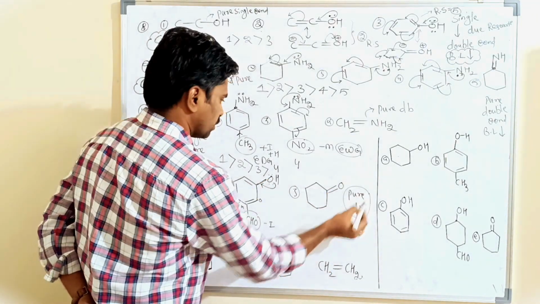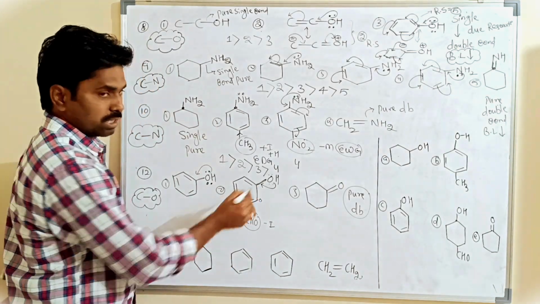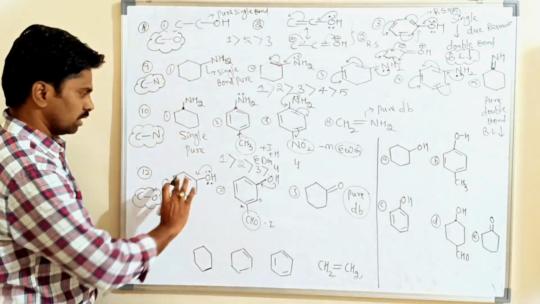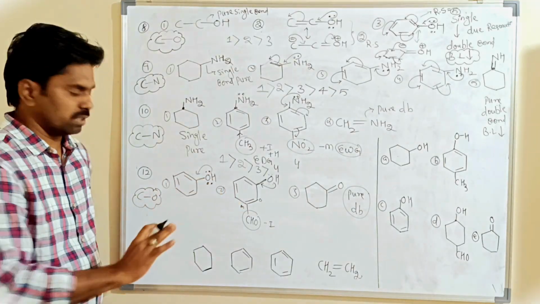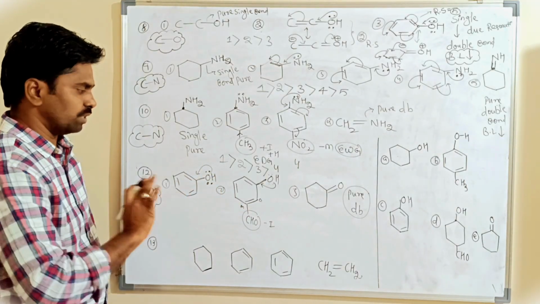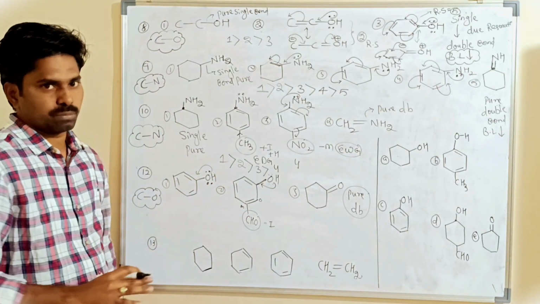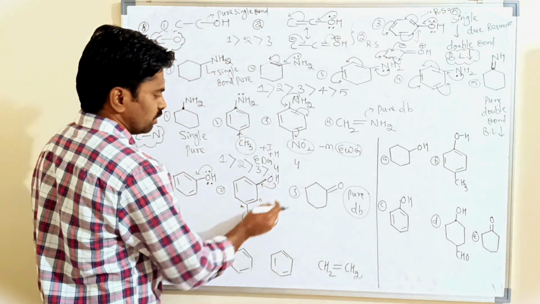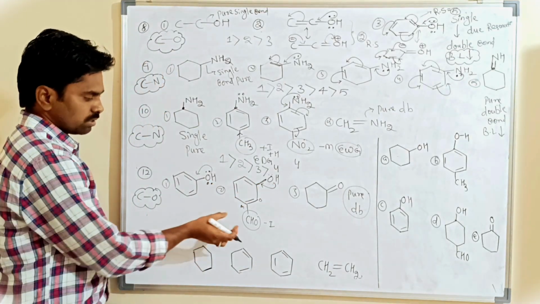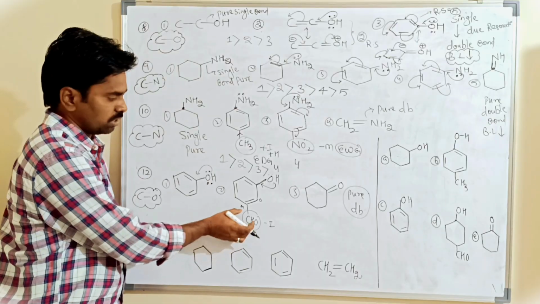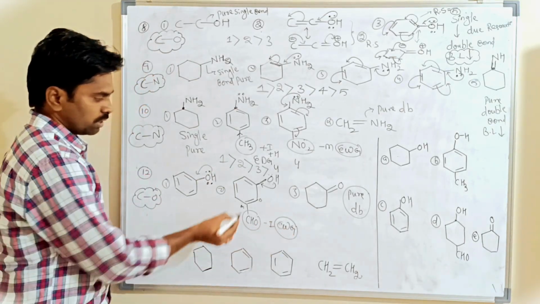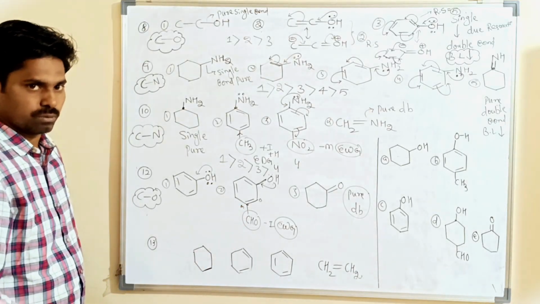But this is a pure double bond. Here a single bond gets the partial double bond. Here also a single bond gets the partial double bond. In both cases, a double bond will be formed between the carbon and oxygen. But which will easily form the partial double bond? This one will easily form the partial double bond because the minus I group is present. So it will be an electron withdrawing group as per the inductive effect. At the meta position, only the inductive effect is possible.